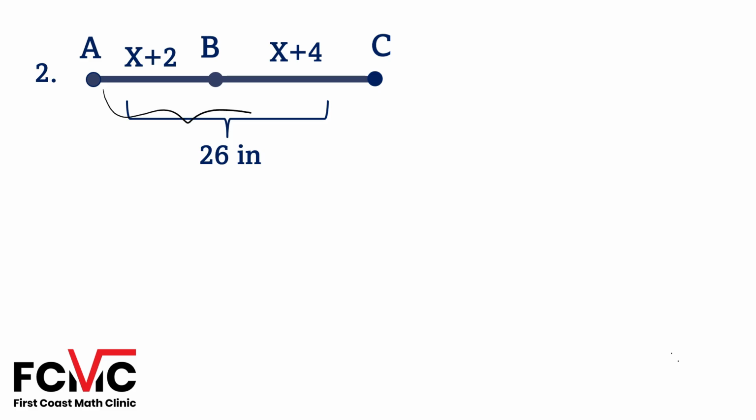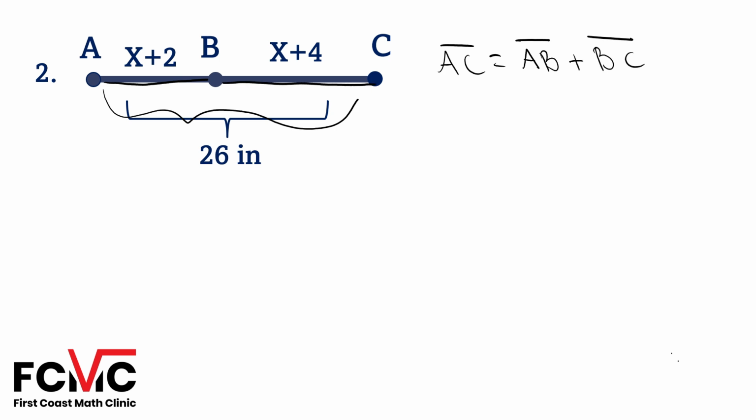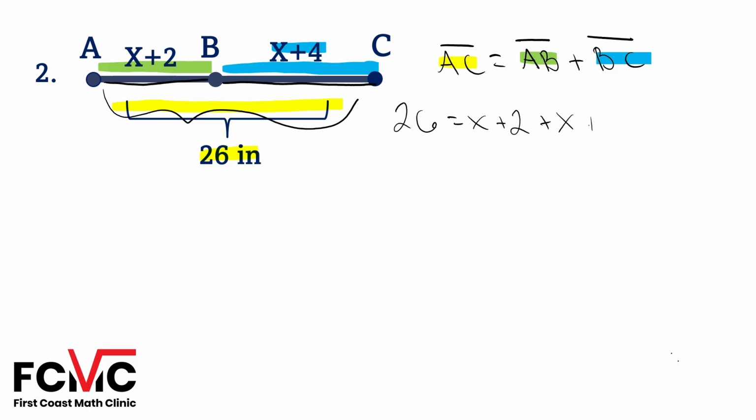Okay, so here we've got our larger segment, AC, and that's equal to the sum of the two smaller segments, AB plus BC. So let's substitute our expressions in. AC, this total length, is 26. AB is X plus 2. And BC is X plus 4. So let's do our substitution. We get 26 equals X plus 2 plus X plus 4.